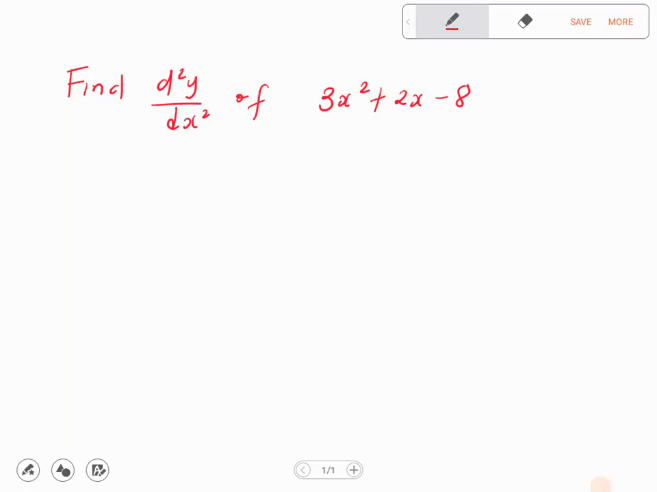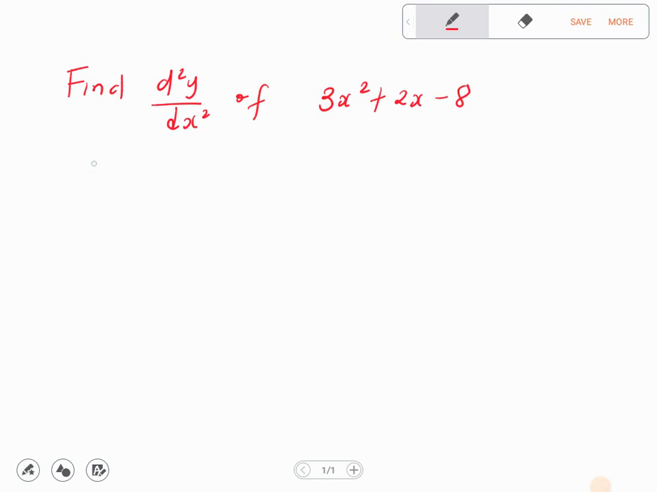I have a question which says find d²y over dx² of 3x squared plus 2x minus 8. Now, what do we mean by d²y over dx²? It's just double differentiation of the same function. So when you first differentiate it, where your first differentiation ends, you further differentiate it into a second differentiation. That's what we are doing.